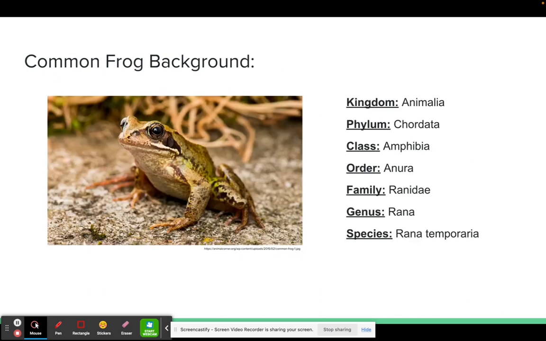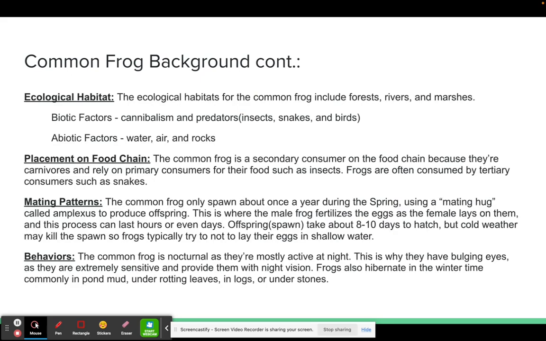Some common frog background: the kingdom Animalia, phylum Chordata, class Amphibia, order Anura, family Ranidae, genus Rana, and species Rana temporaria. The ecological habitat for a common frog includes forests, rivers, and marshes. Some biotic factors include cannibalism and predators such as insects, snakes, and birds. Abiotic factors include water, air, and rocks.